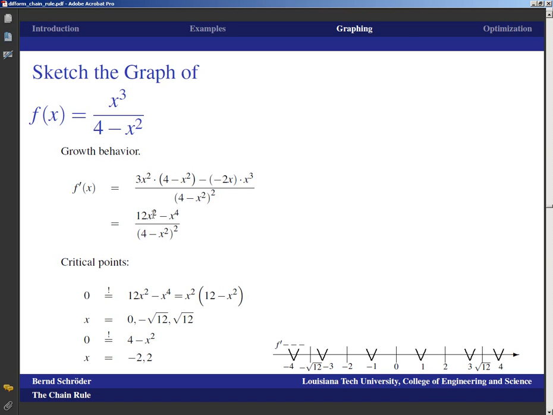Plug in negative 3, we get 9 times 12 minus 9 times 9. Well, that ought to be positive, and it is. Plug in negative 1, we get 12 minus 1, that's still positive. Plug in 1, we get 12 minus 1, that's positive. Plug in 3, we get 12 times 9 minus 9 times 9, that's still positive. And we plug in 4, and we get 12 times 16 minus 16 times 16, and that's negative.